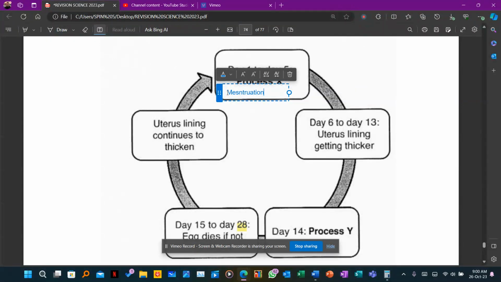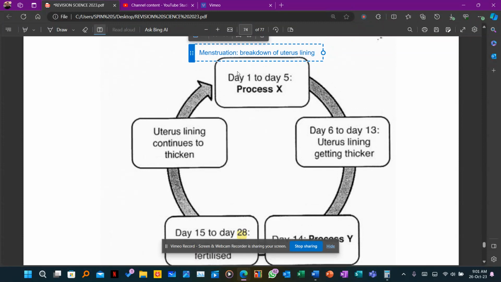Menstruation is the breakdown of the uterus lining. Why does the uterus lining break down? It's because there is no implantation, or the egg is not fertilized. So this is a sign that you are not pregnant.